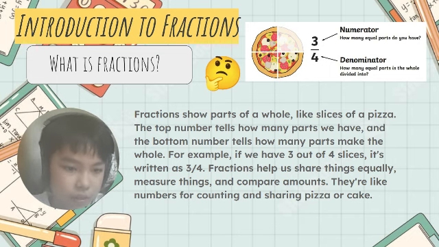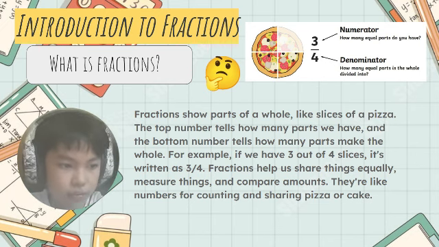Fractions are like pieces of a whole, just like slices of a delicious pizza. Imagine you have a pizza that is cut into equal slices. A fraction shows us how many slices we have compared to the total number of slices. So in a fraction, the top number is called the numerator. It tells us how many parts we have. The bottom number is called the denominator. It tells us how many parts make up the whole. For example, if we have 3 out of 4 slices, we write it as 3 over 4.